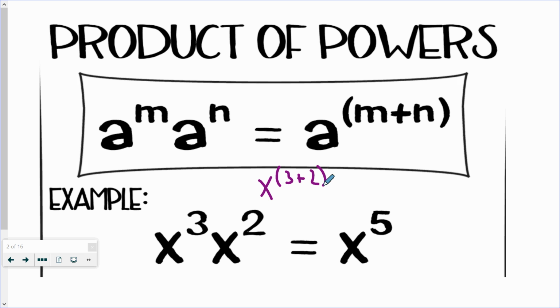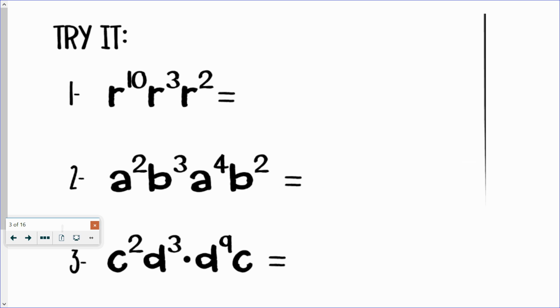Another way we thought about it was writing it out. I know that I have 3 x's and 2 x's. All together, I have 5 x's. This is the shortcut for that. We just add the powers together. So what I want you to do now is pause the video and try these 3.